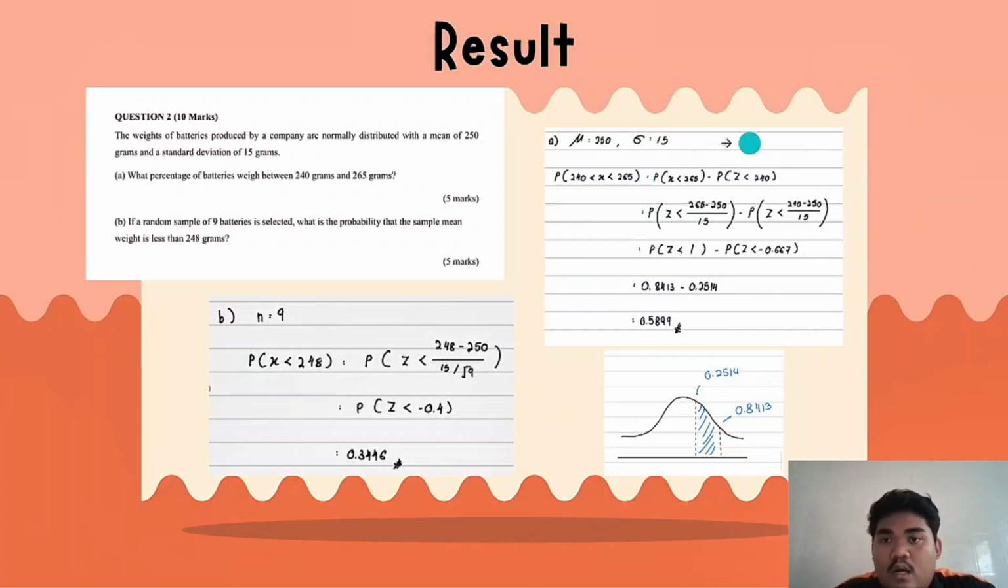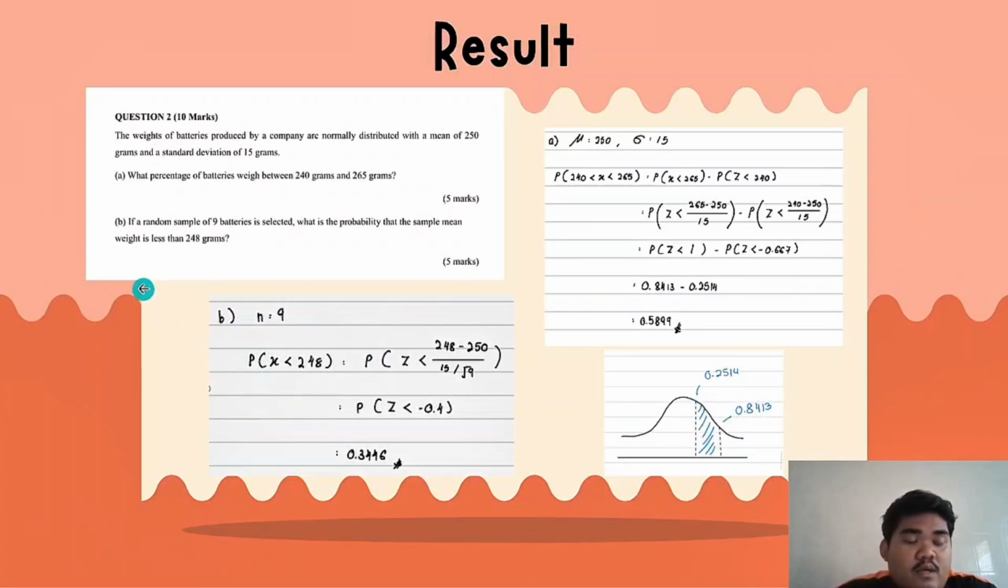And we get our formula. We transform it to probability of z less than 265 minus probability of z less than 240. For the z, we turn to the z table. 265 minus 250, the mean, over 15, the standard deviation, minus probability of z less than 240 minus 250 over 15, and we get 1 and negative 0.667, and then we go over with the z distribution table. We get 0.8413 minus 0.2514, and the answer is 0.5899. 0.2514 is on the left and 0.8413 is on the right side, and we get the answer in between.